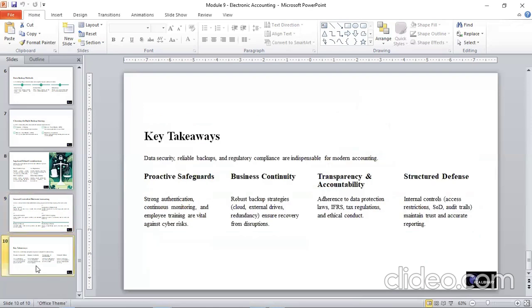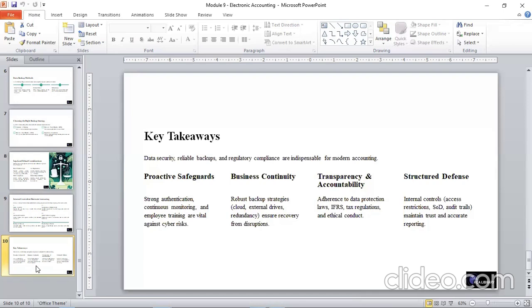In conclusion, data security, reliable backup, and regulatory compliance are indispensable for modern accounting. And we've been able to look at proactive safeguards, which talk about strong authentication, continuous monitoring, and employee training, which are vital against cyber risk. We've also looked into ensuring business continuity, talking about robust backup strategies such as cloud, external drive, and redundancy, which ensure recovery from disruption.